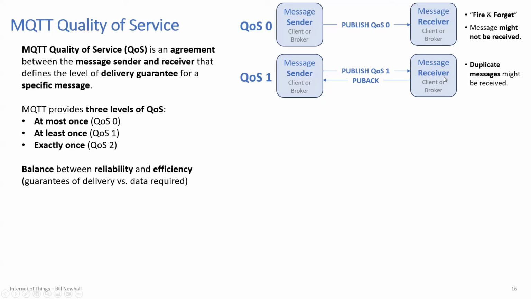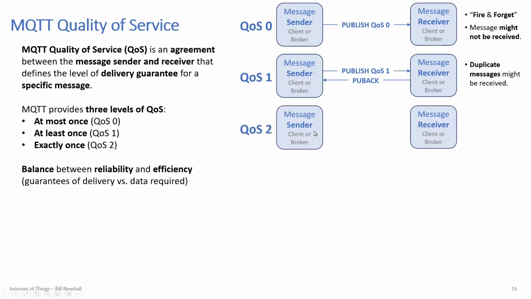For QoS 2, this happens. So this is the exactly once. So you go back to the left here, right? The QoS 0 at most once, right? Fire and forget. QoS 1 at least once, could be twice, could be more. Duplicate messages could be received. QoS 2 is exactly once.